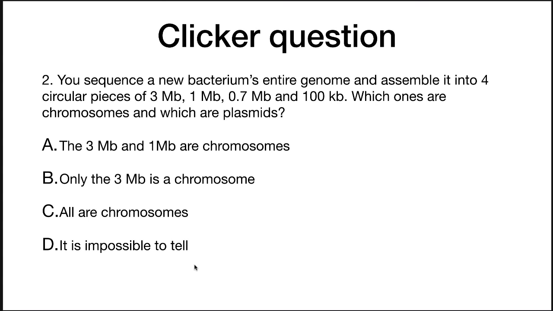We finish this section with a clicker question. You sequence a new bacterium's entire genome and assemble it into 4 circular pieces of 3 megabase pairs, 1 megabase pair, 0.7 megabase pairs, and 100 kilobase pairs. Which ones are chromosomes and which ones are plasmids?